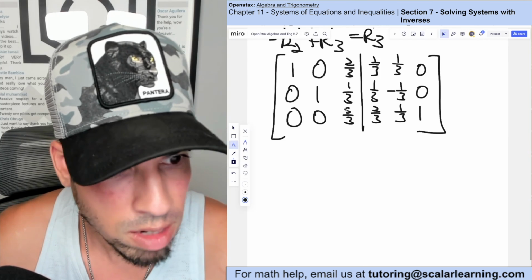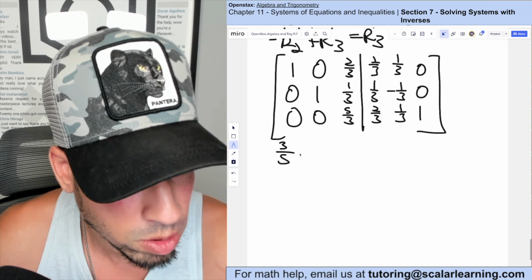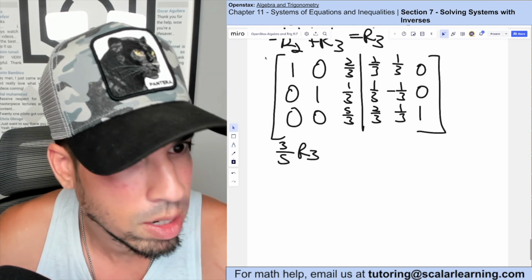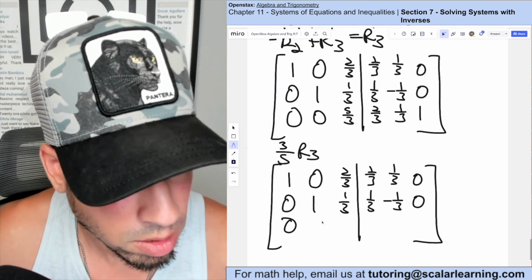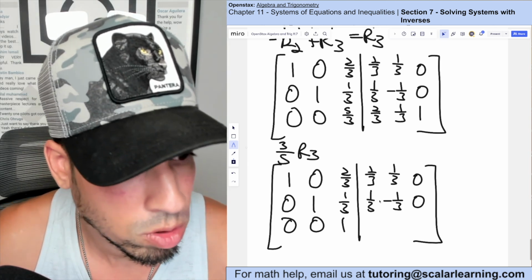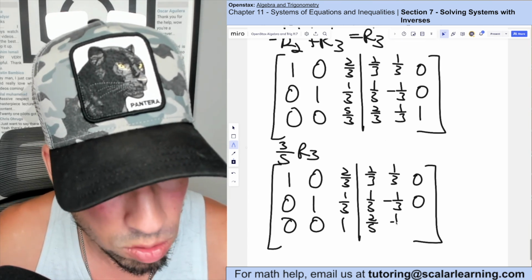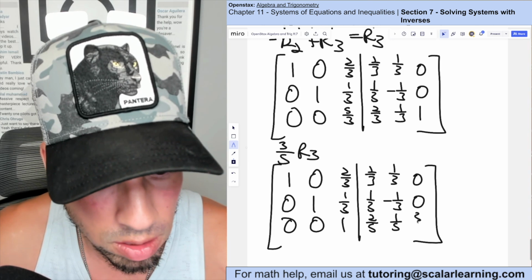Great. Now we're on the last column. First, let's flip that to a 1 by multiplying by the reciprocal, 3/5 times row 3. Let's write that out. So we got this times 0 is 0. That times 0 is 0. That times 5/3 is 1. That times 2/3 is 2/5. Times 1/3 is 1/5. And then times 1 is 3/5.